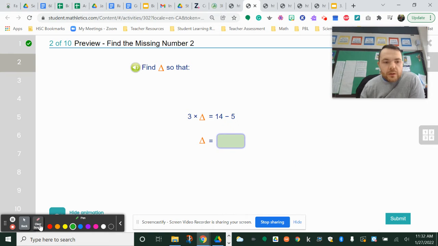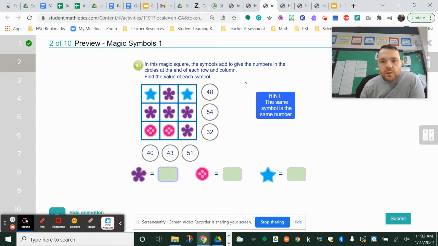Okay, let's have a look at another question. These questions I particularly like. Okay, in this magic square, the symbols add to give the numbers in the circles at the end of each row and column. Find the value of each symbol. So what it's telling us here is that when you add up these 3 values here, the star, the flower, and the star, when you add the 3 of them, they give you a sum of 48. Okay? So now we understand that.